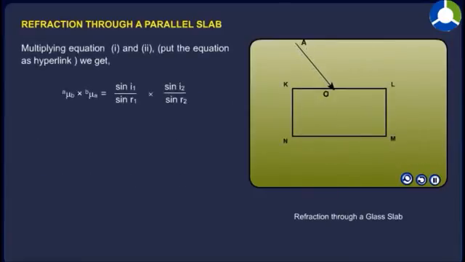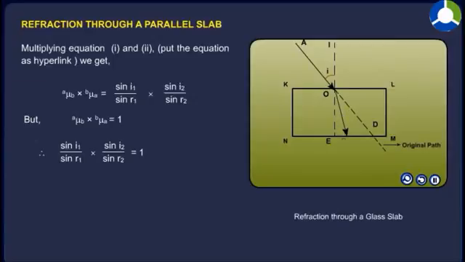Multiplying equations 1 and 2, we get A mu B into B mu A is equal to sin I1 upon sin R1 into sin I2 upon sin R2. But A mu B into B mu A is equal to 1. Therefore, sin I1 upon sin R1 into sin I2 upon sin R2 is equal to 1.